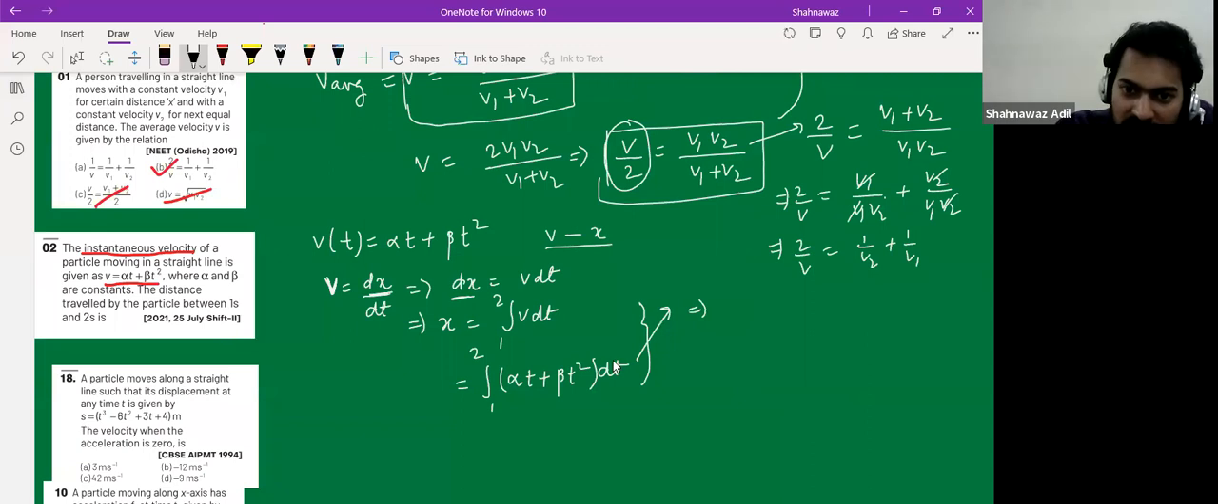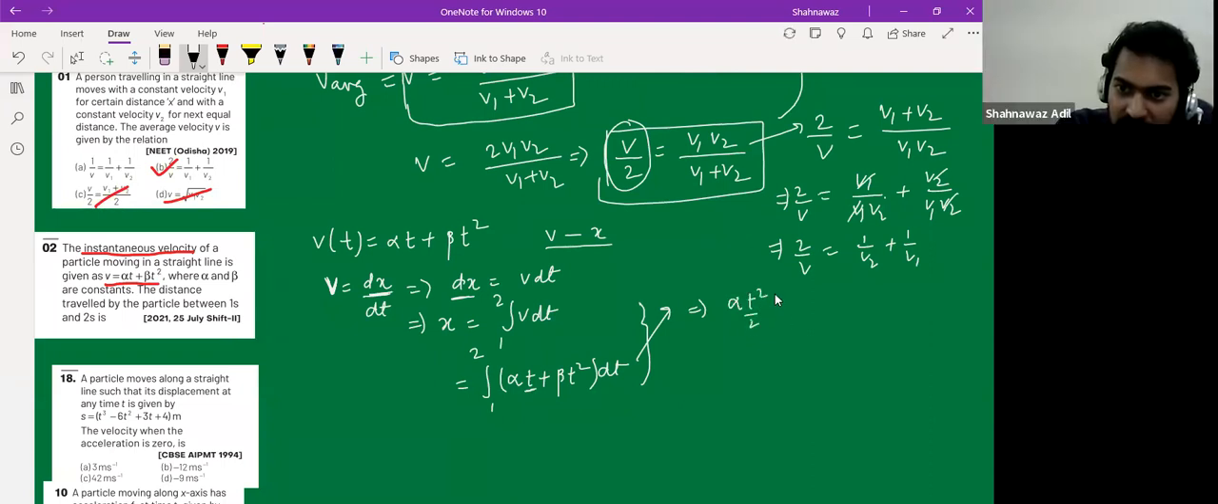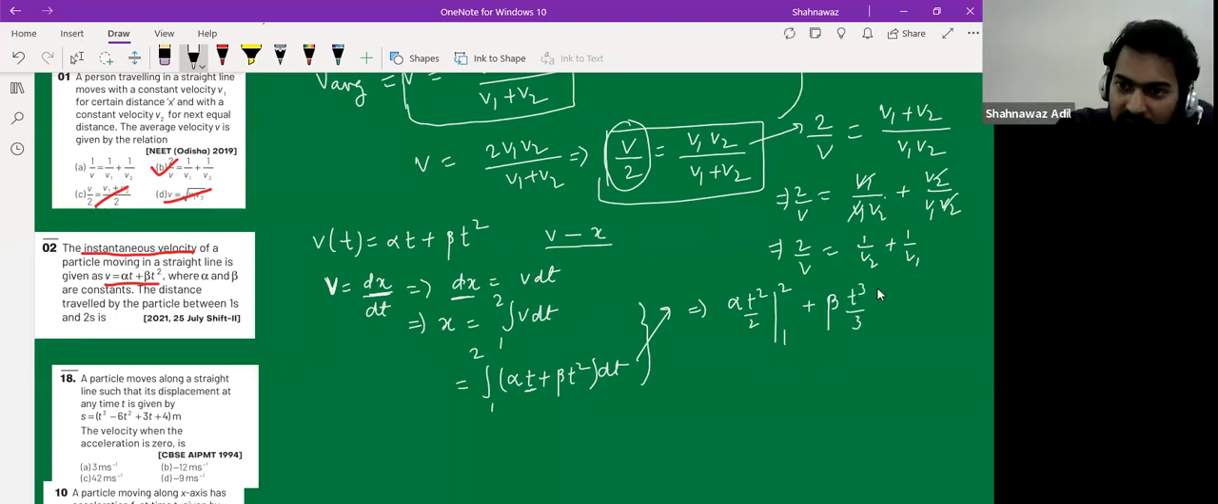So this will be what? The integral of t is what? T square by 2. Yes. So this is alpha t square by 2 in the limit 2 to 1. And what is t square integral? T cube by 3. Yes, right. So this is t cube by 3 in the limit 2 to 1. Right. So this will be what?